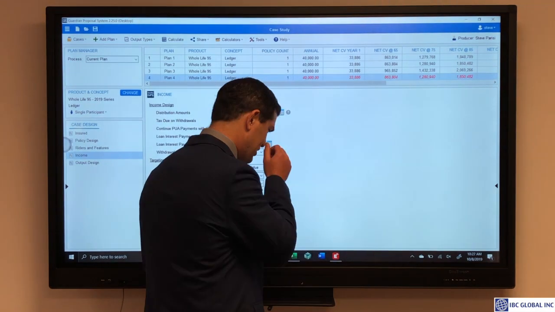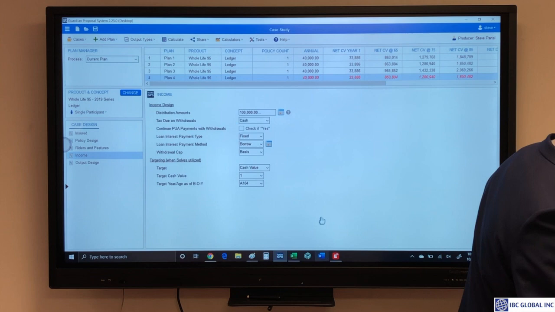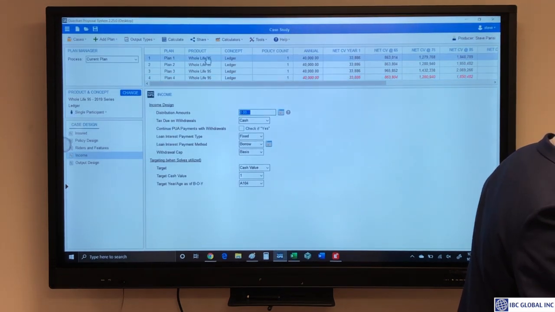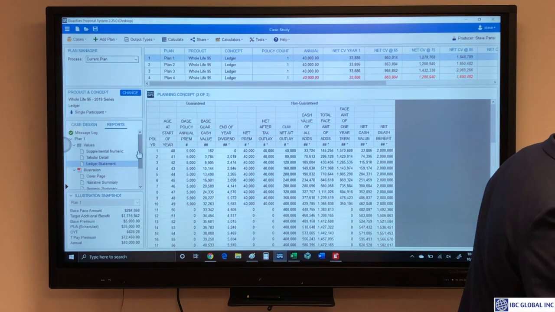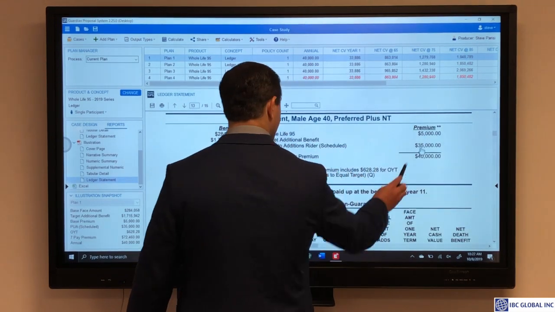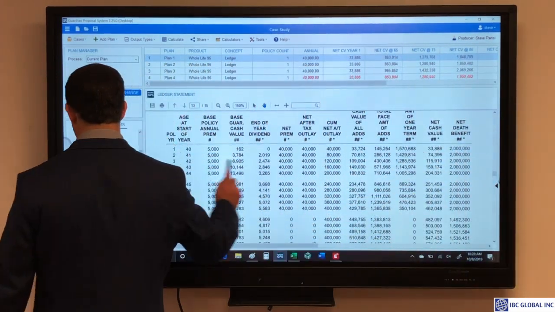Because life does happen. So what we're going to look at first is we've got our model that represents the same $40,000 a year going into the policy. This is identical to what we started with in the last video. So let's just look at that very quickly. There's my 5K base premium. So this represents my contributions, break even, the same as the last video.